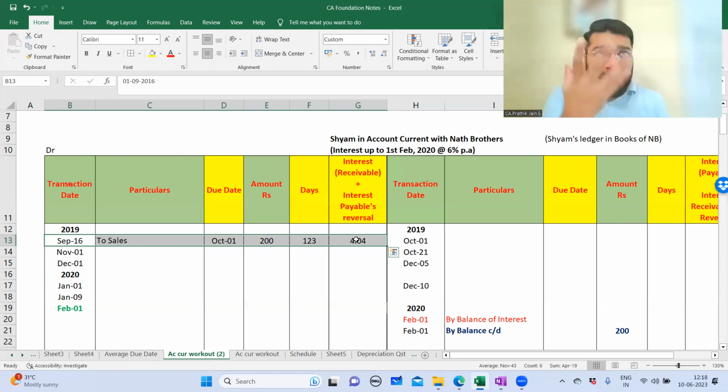Again, I repeat one more time. 4.04 rupees is the interest that I'll receive from Sham in case he does not make the payment till 1st Feb, which means he's making the payment on 2nd Feb. So till that date, the interest I'll calculate is 4.04. Now you may ask a question, sir, what if this fellow pays the money on the due date? What if this fellow pays the money on, let's say, 30 of October? What if this guy makes the payment in November? What will you do? To that extent, we'll reverse the interest. Please hold on, I'll tell you what.